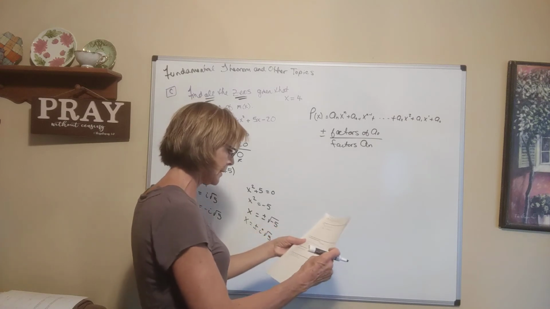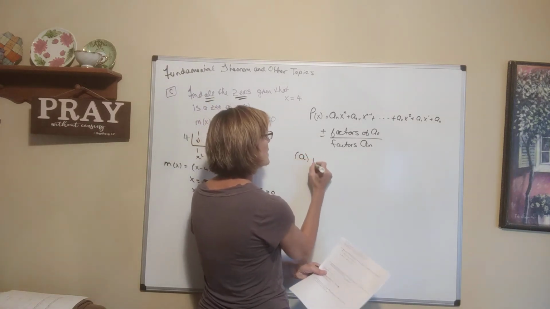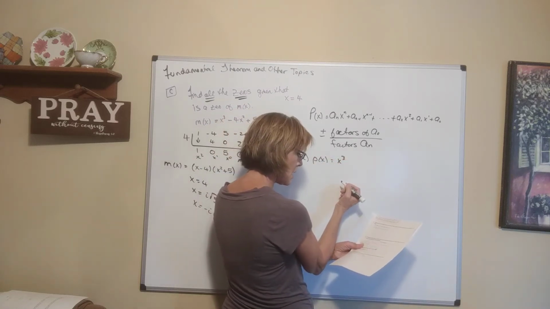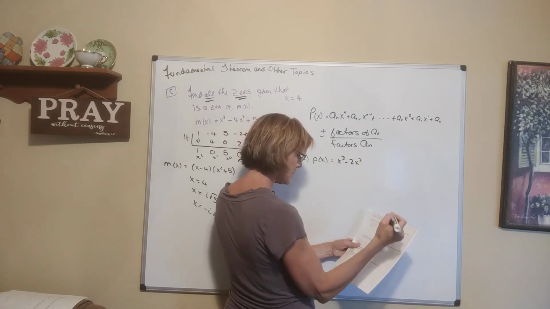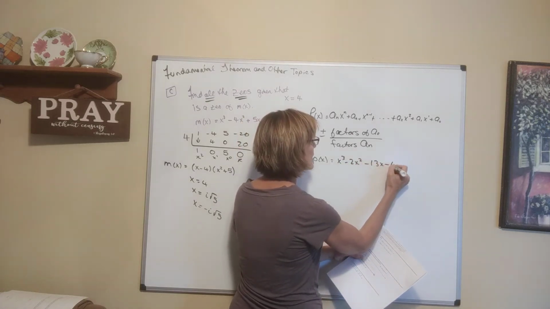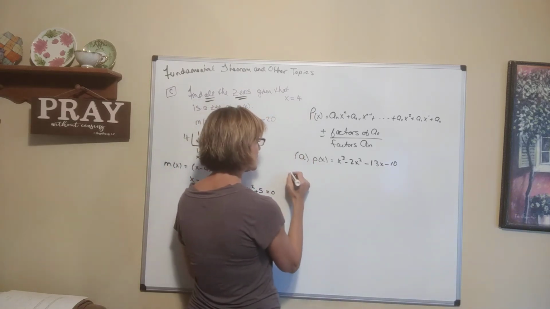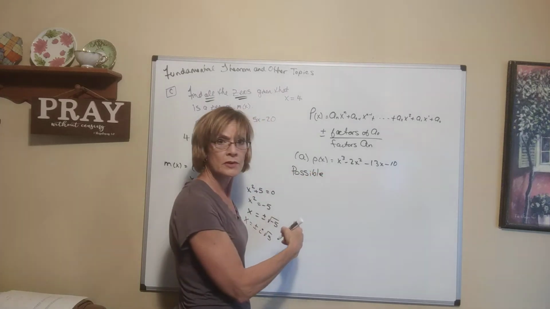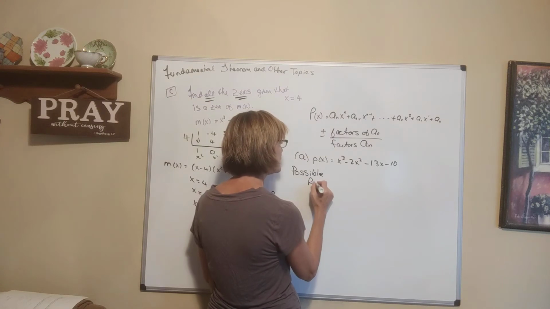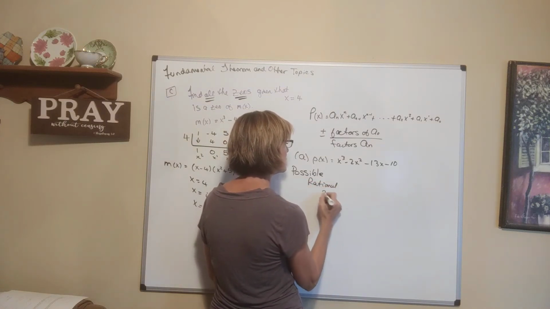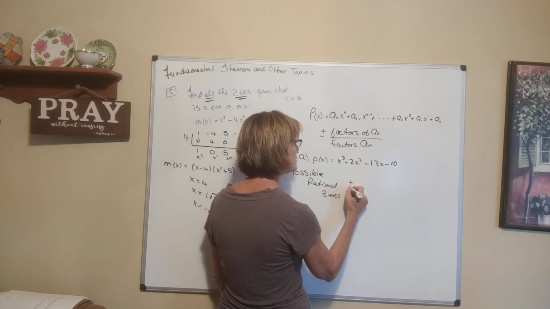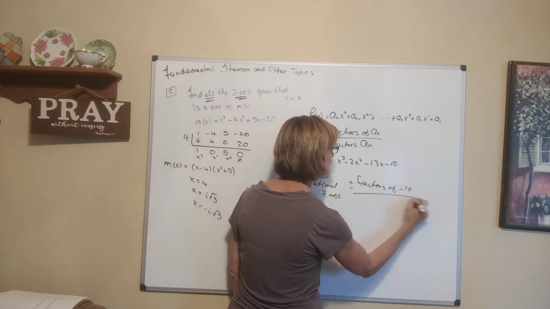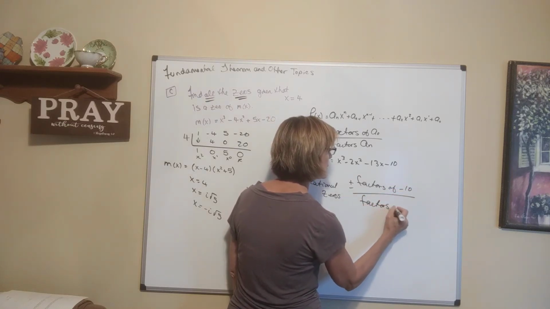So let's do part D. If we've got A, P of x is equal to x cubed minus 2x squared minus 13x minus 10. Then the possible rational zeros, it doesn't mean they're all zeros, of course, just these are the possibilities, is equal to plus or minus the factors of negative 10 divided by the factors of 1.